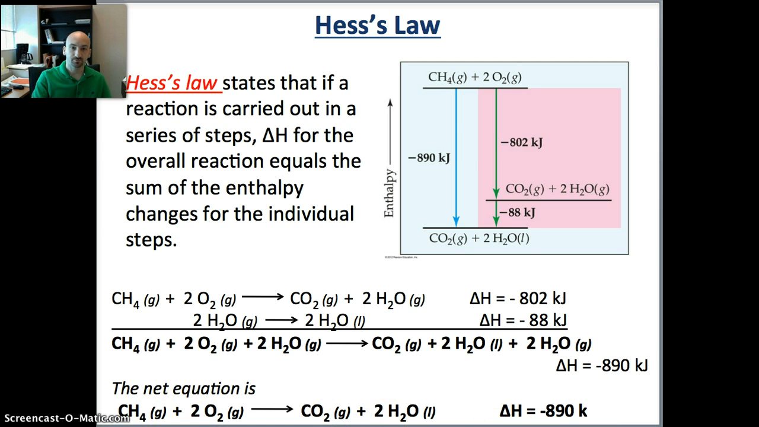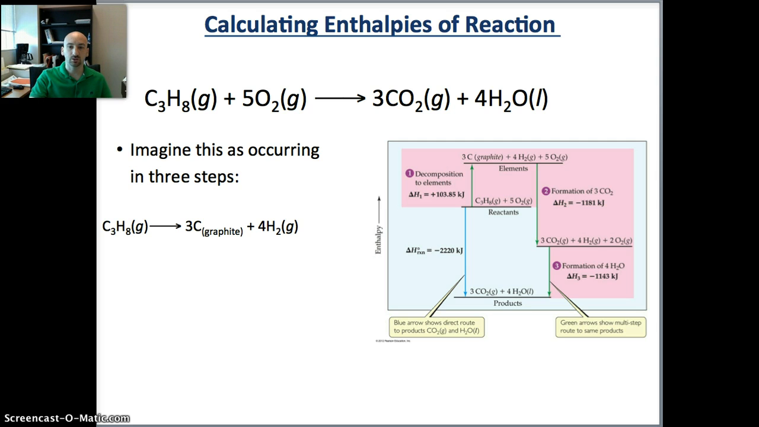If we look at this a little closer in a different example, here we have propane gas, which is going to be combusted, reacting with oxygen gas to produce carbon dioxide gas and water as a liquid. We can imagine this as occurring in 3 steps. The first is just decomposing to the elements. The propane decomposes to graphite and hydrogen gas. That is a delta H of 103.85 kilojoules.